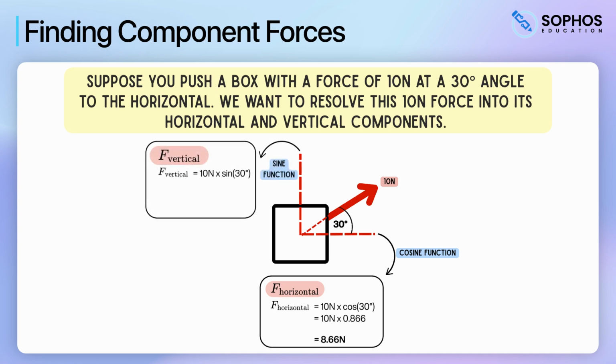Similarly, the vertical component is found using the sine function. We calculate it as vertical component force is 10 newtons multiplied by sine of 30 degrees. The sine of 30 degrees is 0.5. So the vertical component force is 10 multiplied by 0.5, which is 5 newtons. So the original 10 Newton force applied at a 30-degree angle to the horizontal can be effectively thought of as two component forces. The first is 8.66 newtons pushing horizontally to the right, and the second is 5 newtons pushing vertically upwards. These two simpler forces together create the same effect as the original 10 Newton force.